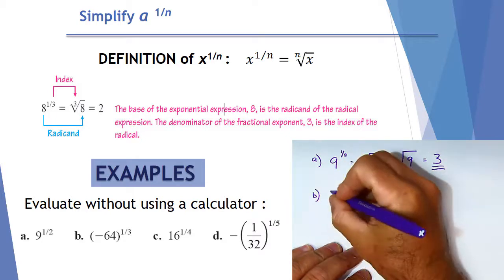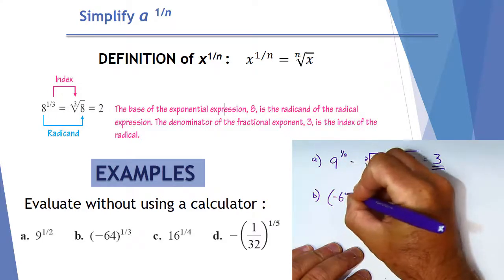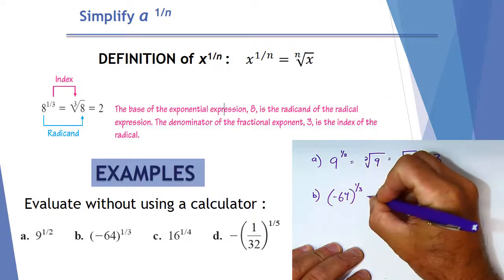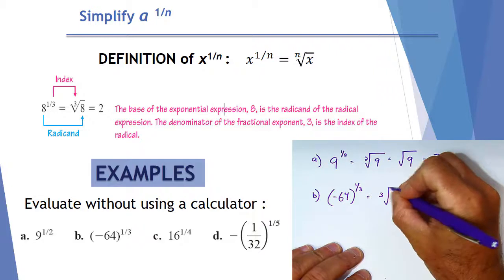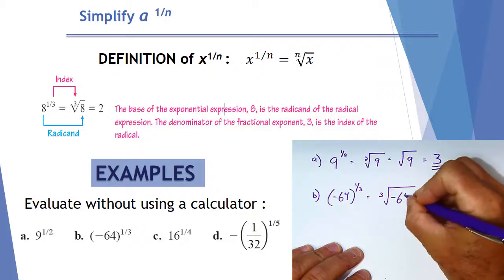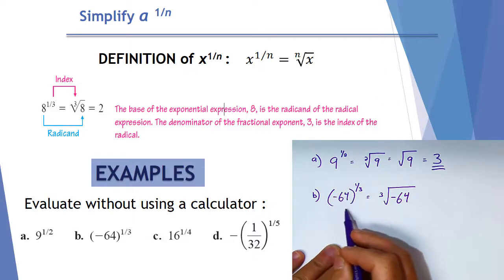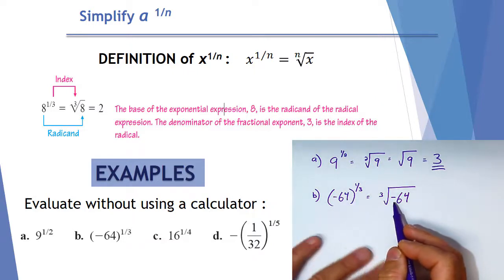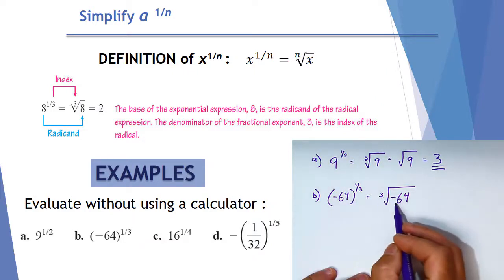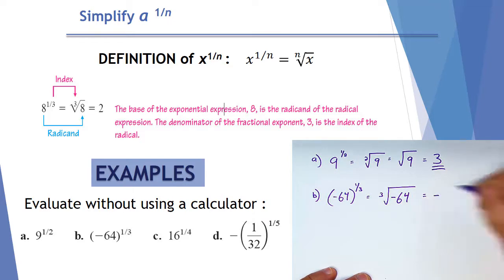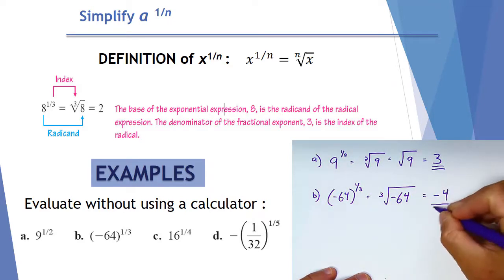Our second one, negative 64 to the 1/3 power. Well, there our bottom number is 3, so that's the same as saying the cube root of negative 64. Note that that negative sign is inside the parentheses, and therefore when it becomes a root, it goes inside the root. Now the cube root of negative 64, what number times itself 3 times will give you negative 64? Well, we know it has to be a negative, and the cube root of 64 is 4, so that turns out to be negative 4.